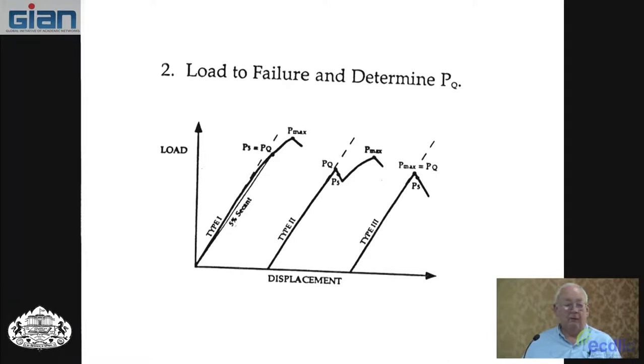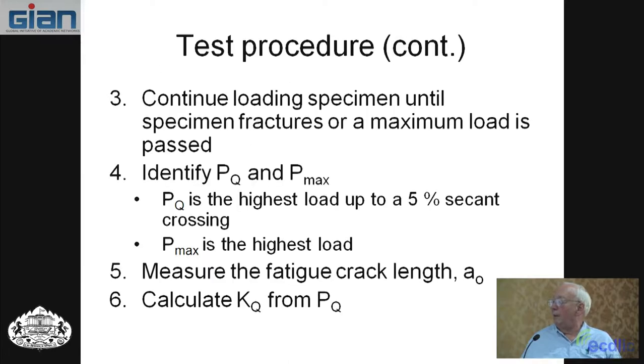I used to give this to graduate students, and for them, 5% had an error of about plus and minus 25%. So an error of 25% on 5% isn't good at all. Anyway, this is the PQ: the highest load up to the 5% secant crossing, and Pmax is the highest load.